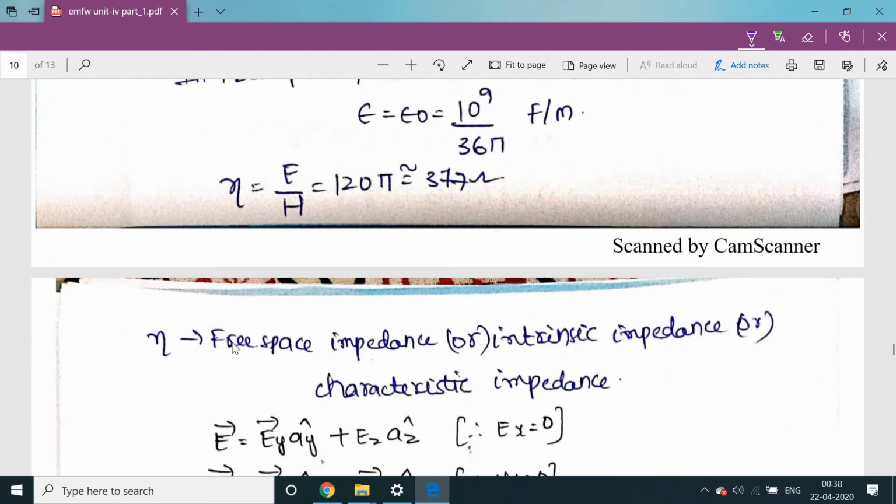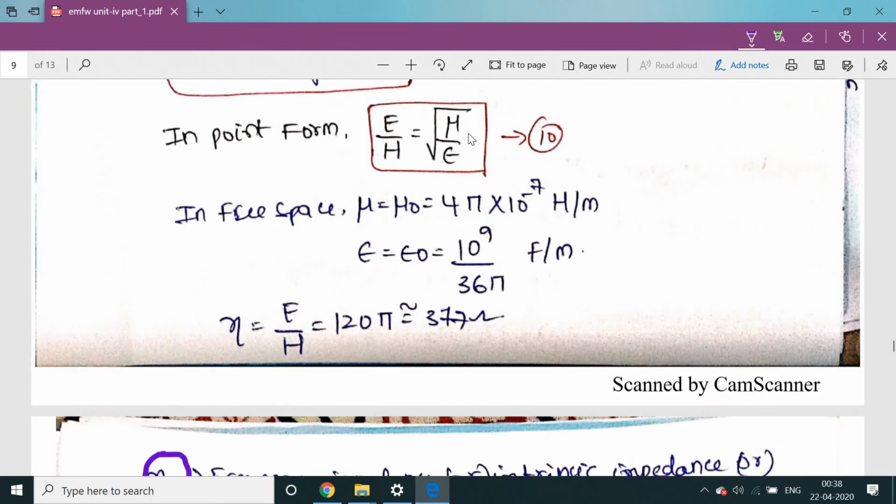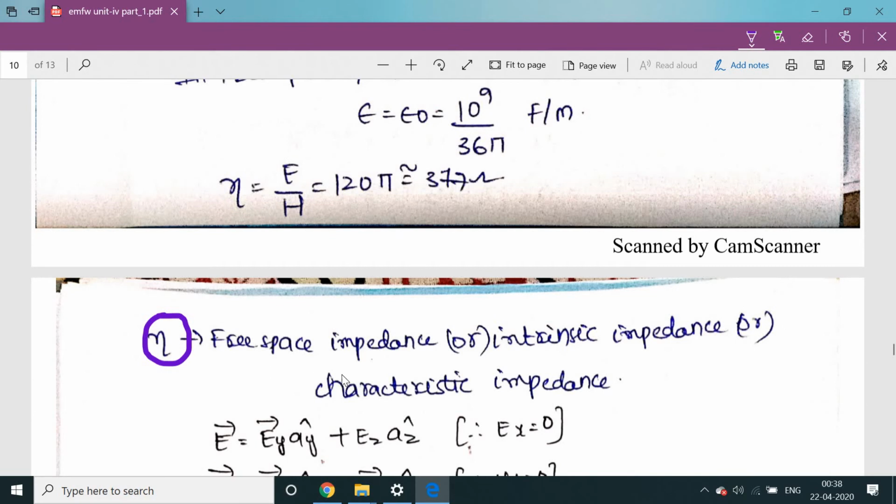This eta is nothing but the free space impedance, or intrinsic impedance, or characteristic impedance, and this value is equal to square root of mu by epsilon. So eta is equal to E by H, that is equal to square root of mu by epsilon, where this eta is, as I already said, the free space impedance or intrinsic impedance.